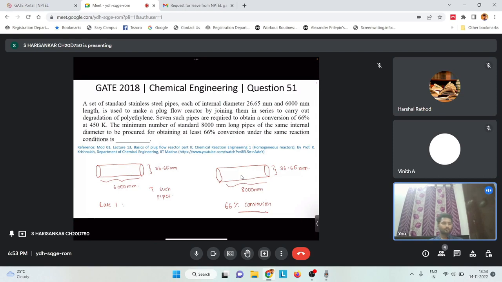So, because we just said that the reaction conditions and reaction conversion, everything is the same, that means the volume should also remain the same. And using the volume of the PFR, we can find the number of pipes required to carry out this process. Is this clear?